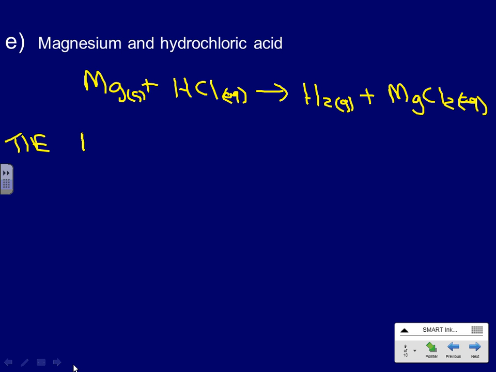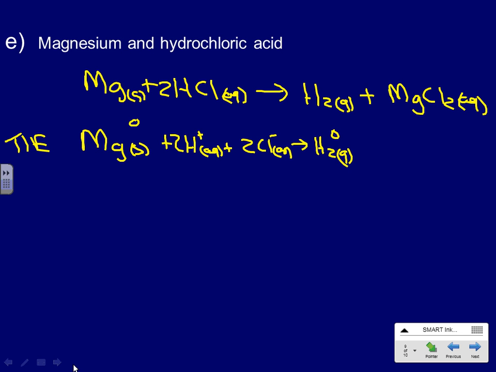Okay, so total ionic equation, Mg solid, what's the charge on it? 0, excellent. And then, oh, it's not balanced yet, is it? Because I think I need a 2 here, don't I? Because I'm going to need 2 of these H plus, aqueous, and 2 of the Cl minus, aqueous. H2 gas. It also has a charge of 0.